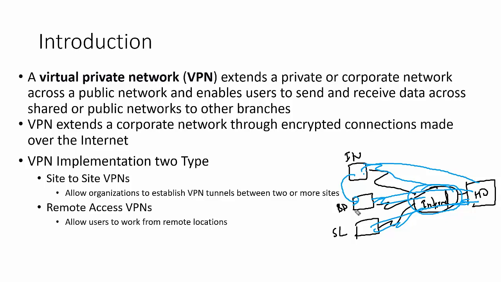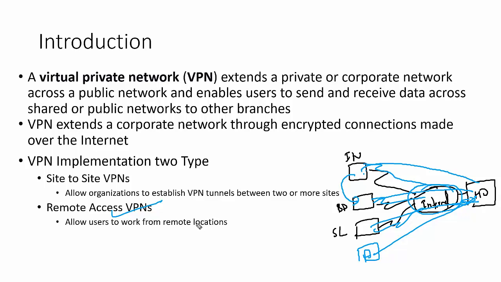But if there is one user from his home trying to connect only with that office, using a VPN to connect with the head office, that is part of the remote access VPN. Simple, like I am at home and I'm connecting with my branch office, I'm connecting with my enterprise, so that is a remote access VPN.